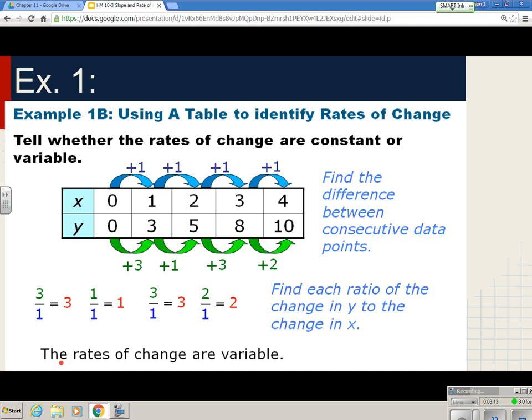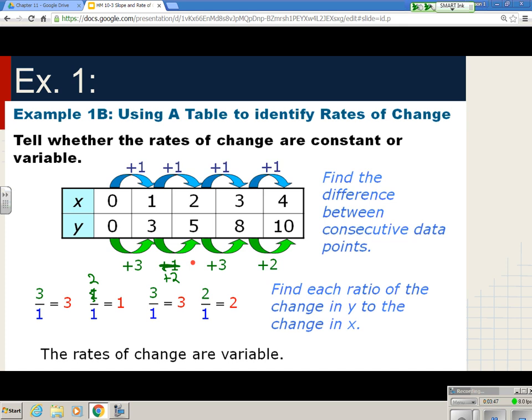Here's an example of one that's not constant. So if we look at the y values first, you can see from 0 to 3, that's a change of 3. This is actually a change of 2, 3 to 5. 5 to 8 is a change of 3, and 10 to 8 is a change of 2. Let me change this to plus 2. So you can see all the numbers are written down here. This should be changed to a 2. And then the x's, 0 to 1, 2, 3, 4, they all change by 1. So the denominator of these is 1, 1, 1, and 1.